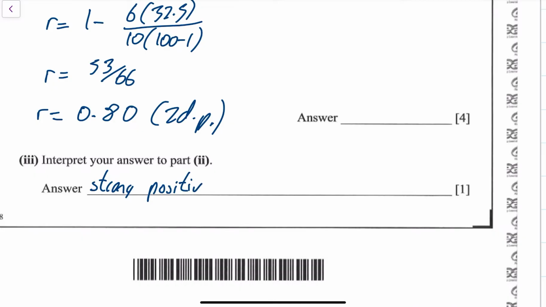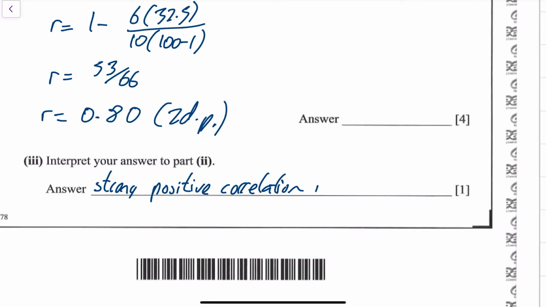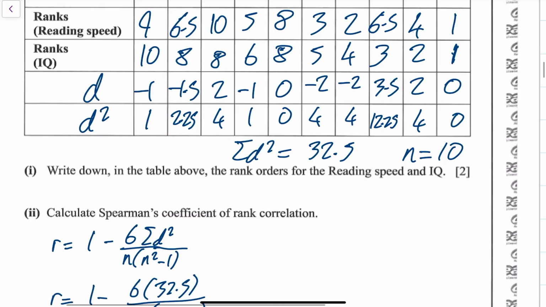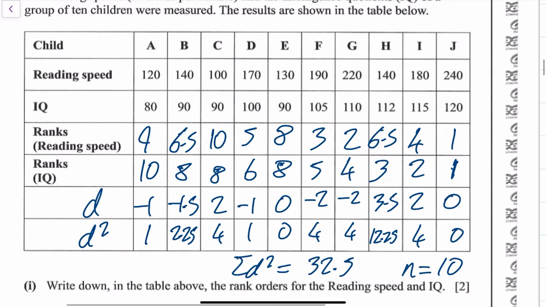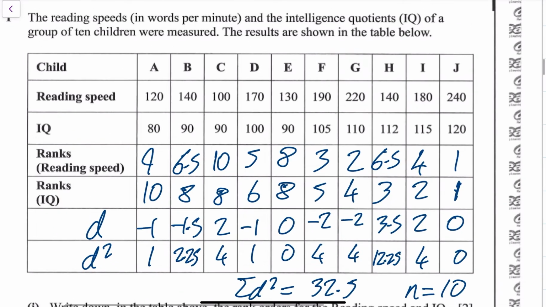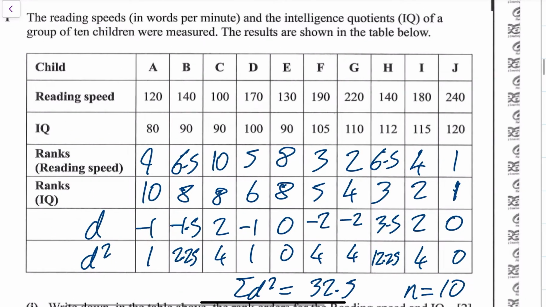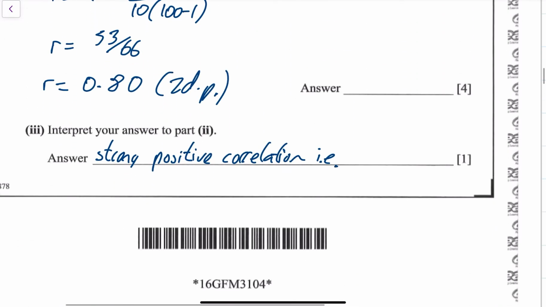That does show a strong positive correlation. Whether that's enough to give you the marks, I don't know. So I would just say relate it to the real life thing that we're talking about. So we're talking about reading speeds and IQs. So generally, people who are more intelligent are quicker at reading.